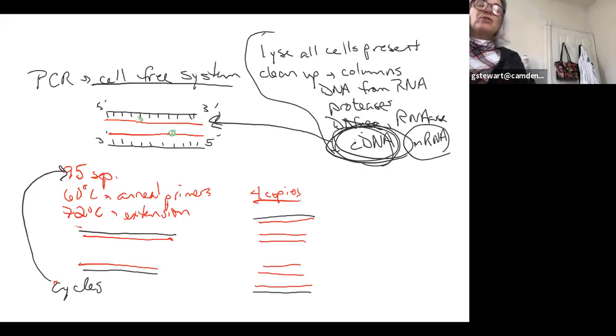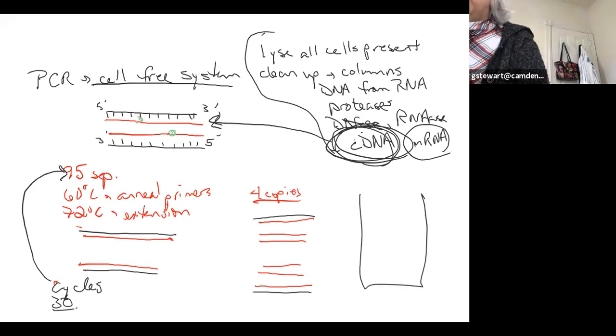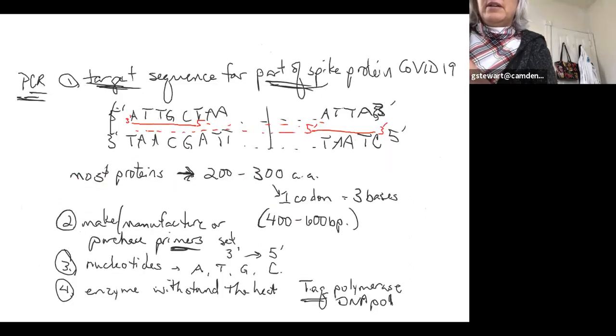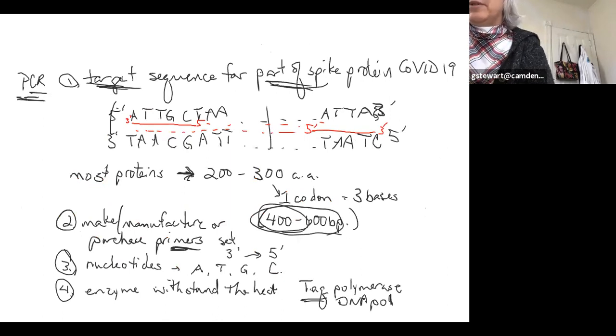And again, in traditional PCR, you would just look at this after maybe 30 cycles on an agarose gel, and over here would be running a standard. It's usually a 100 base pair ladder. So let's say, I forgot what I said we were going to use for our target sequence here, between 400 and 600 base pairs. So let's say we just used 400 base pairs.